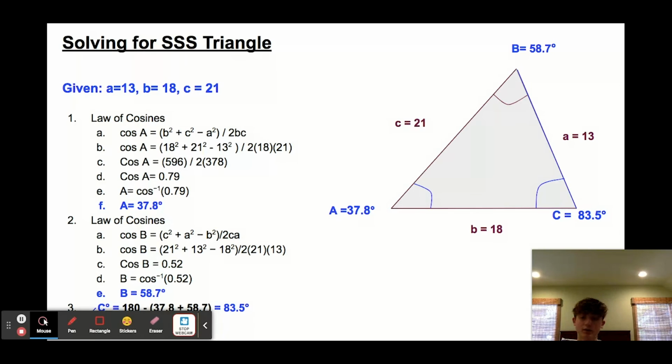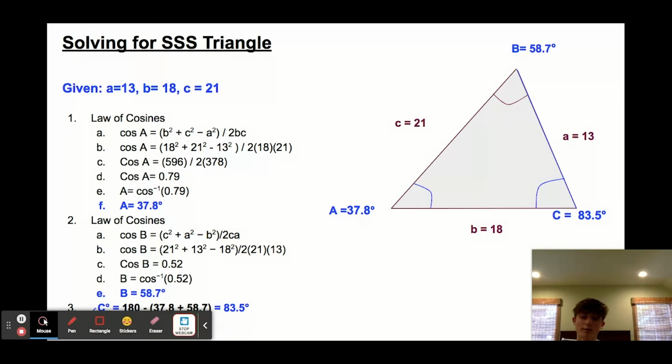Since we have all of our sides, the best way to find the angles is using the law of cosines. The law of cosines states that c squared equals a squared plus b squared minus 2ab cosine of C. Now since we are solving for angle A first, we use the alternative formula, which is a squared equals b squared plus c squared minus 2bc cosine of A.